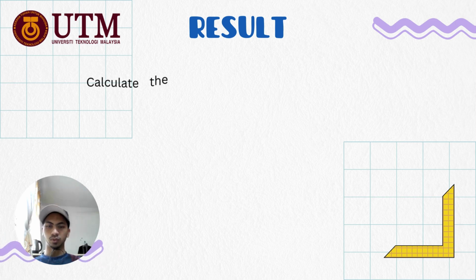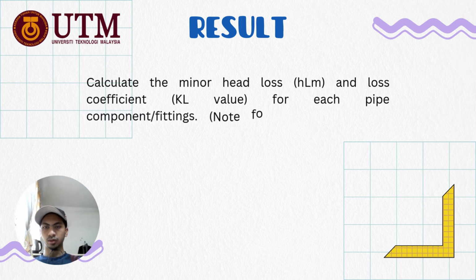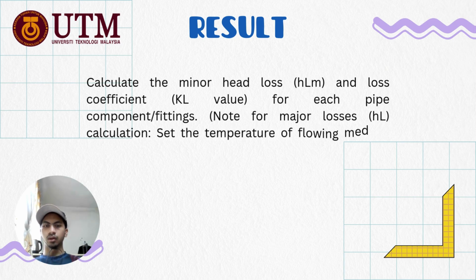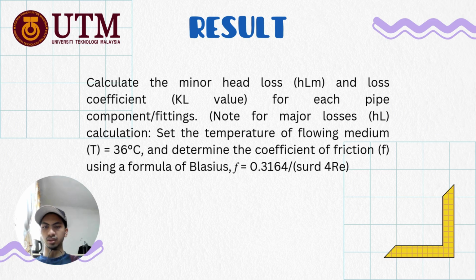So after we get all the results in the experiment, we must calculate the minor head loss (HLM) and the loss coefficient (KL) value for each pipe component. For the major losses (HL) calculation: set the temperature of the flowing medium at 36 degrees Celsius and determine the coefficient of friction F using a formula. That is F equal to 0.3164 over Re to the power of 0.25.